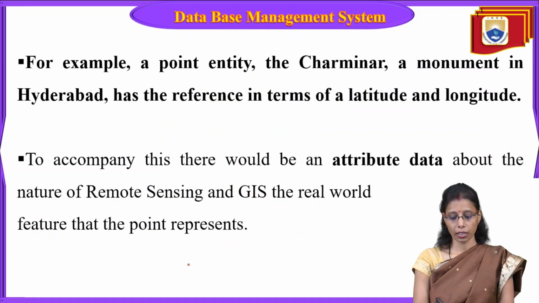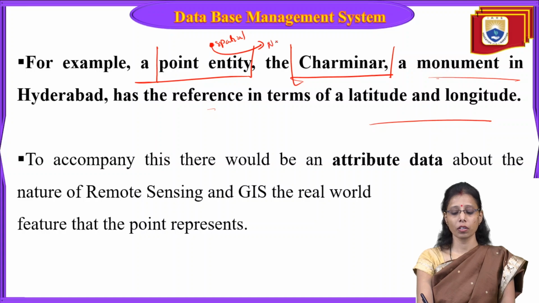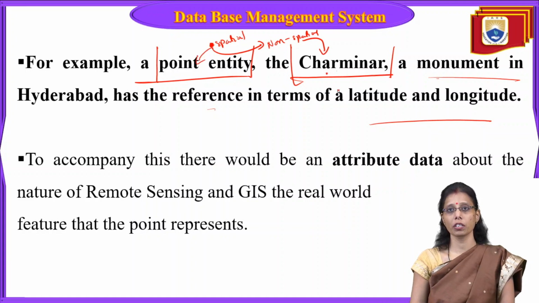Okay. So for example, a point entity, the Charminar, a monument in Hyderabad, has a reference in terms of latitude and longitude. The Charminar is a point entity. So we are showing the point entity as spatial, and we are assigning the information. The non-spatial here is what? Non-spatial is Charminar. So the point entity is spatial, and non-spatial is Charminar, a monument. Both pieces of information are there, with latitude and longitude reference terms.